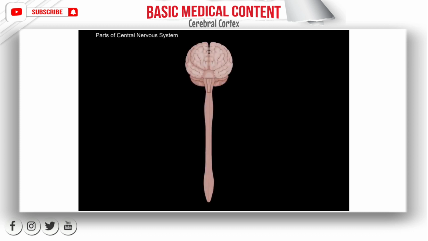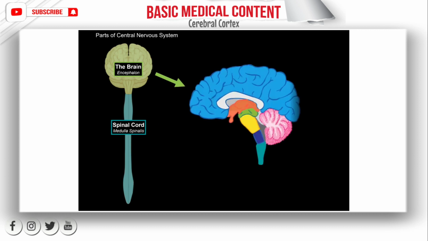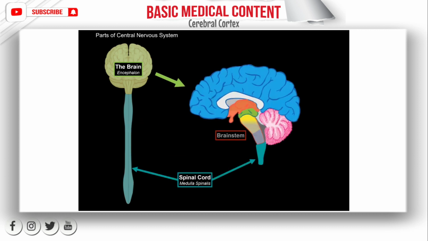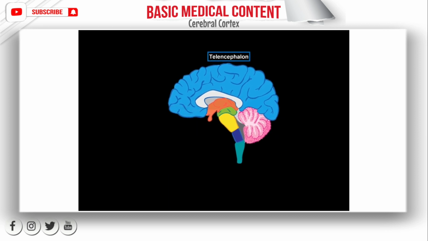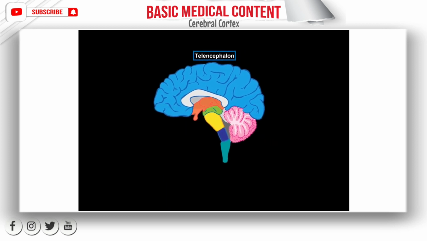So, the central nervous system consists of two parts, the encephalon and the spinal cord. The encephalon is then further divided into specific parts. We have the brainstem, which consists of the medulla, pons, and the midbrain, or the mesencephalon. We have the cerebellum back here, and then the diencephalon and the telencephalon. Our focus in this video is going to be the telencephalon, which is this blue part here.